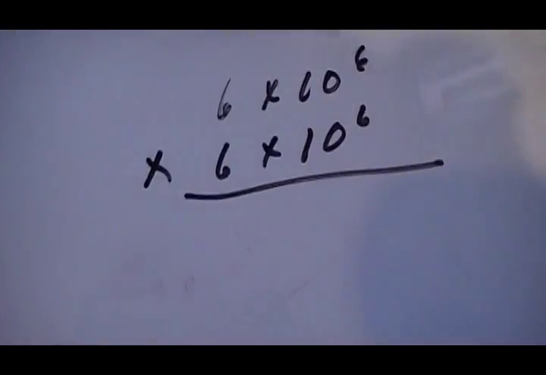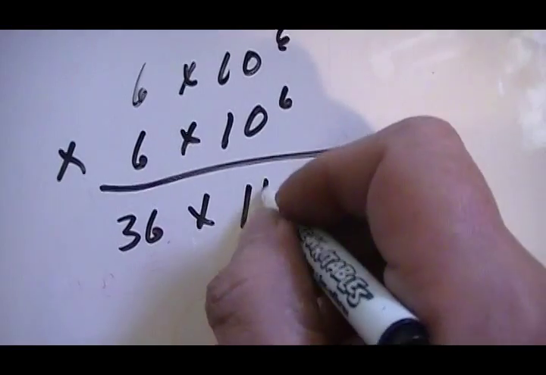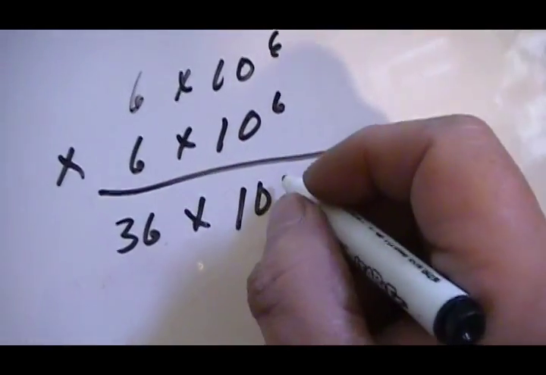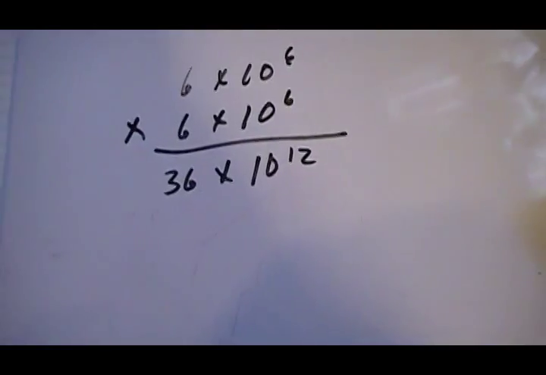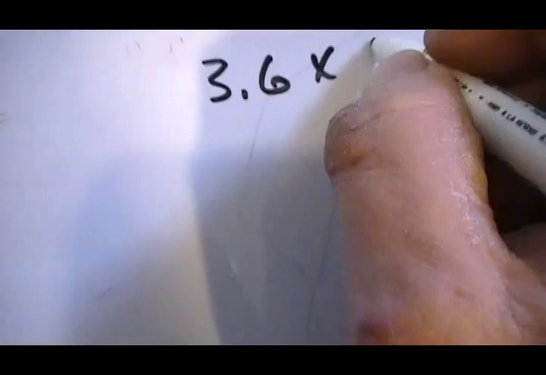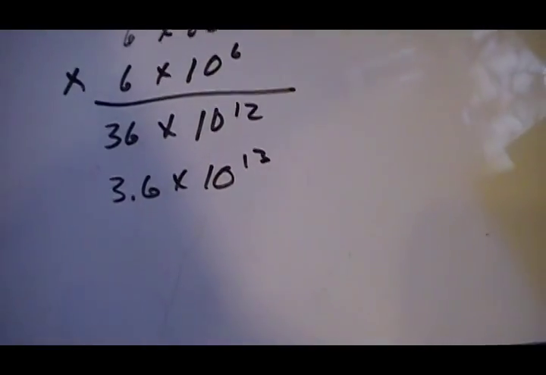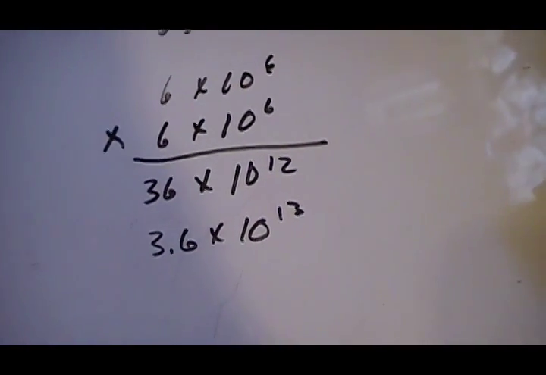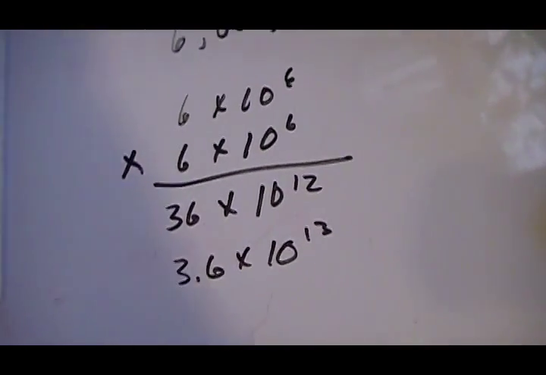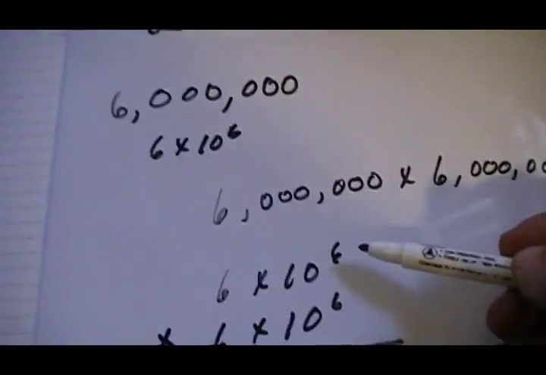So what then, 6 times 6 is 36. Times 10, the 10 just follows through to the 12th. And if I want to narrow it down, it's the same thing as 3.6 times 10 to the 13th. But 36 times 10 to the 12 is fine. I'm done. And anybody who's got a calculator, check it. It is correct. The beauty of using scientific notation is the exponents.